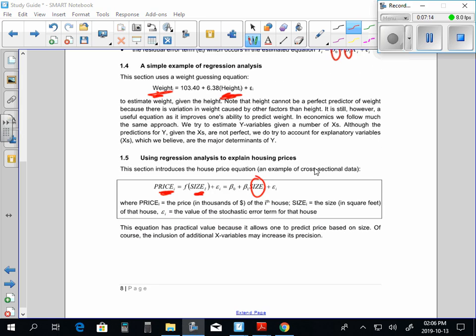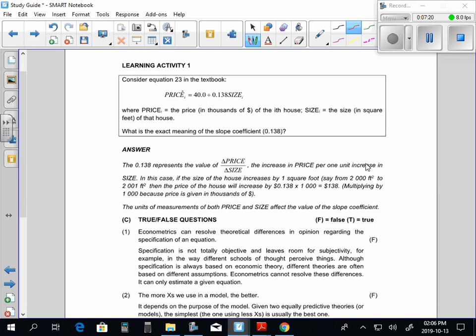So to illustrate the different variables that we can have to explain housing prices, we have a question here where we say consider equation 23 in textbook. Price is given by, this is the intercept term, and then 0.138 times the size. So that would be our regression equation for this particular model.